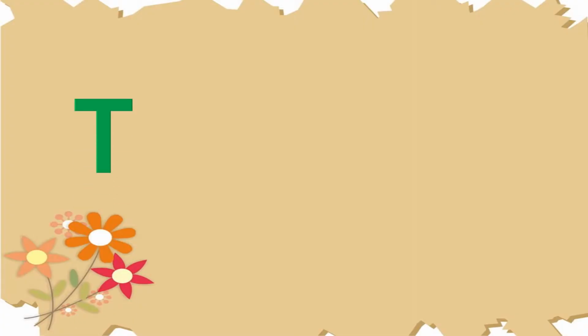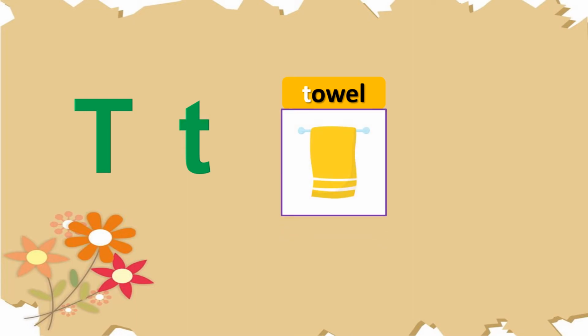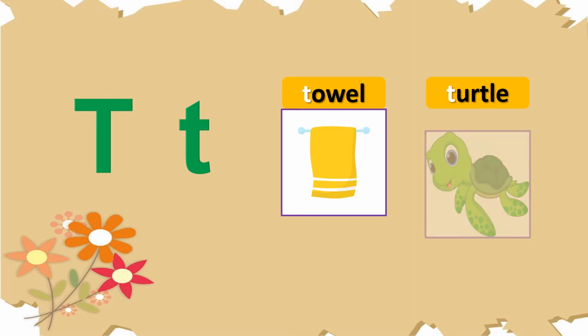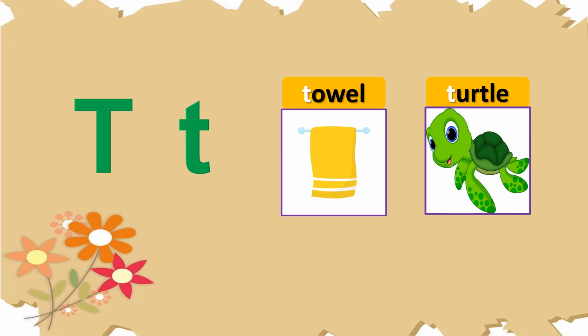This is letter T. It makes the sound T. There are two words beginning with this sound. Th, towel. Th, turtle.